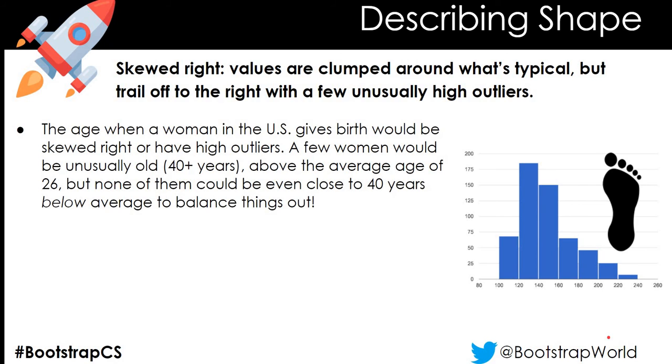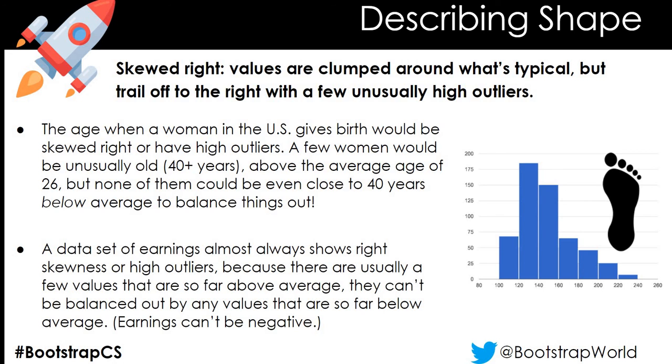The age when a woman in the U.S. gives birth would be skewed right. Most women give birth before the age of 34, right? But then we have some women who are giving birth well beyond their 40s. And the average age, according to this slide, is 26.